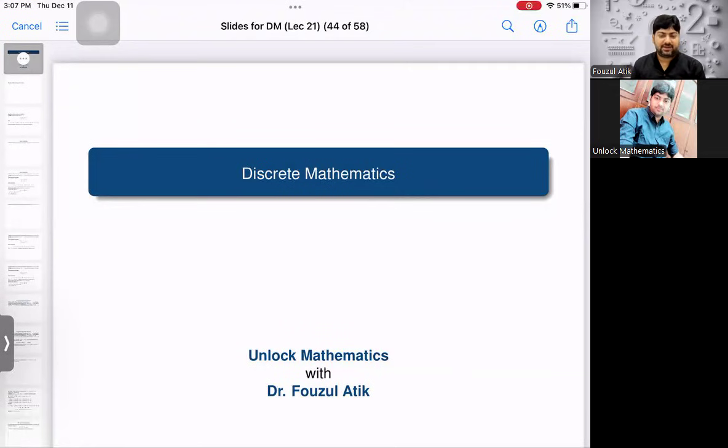So today we'll discuss how to solve a linear congruence, and a system of linear congruences, using the Chinese remainder theorem, and again we'll discuss Fermat's little theorem and some applications.